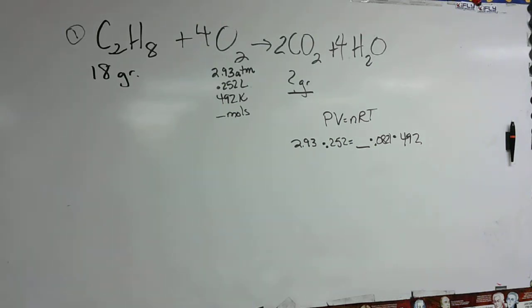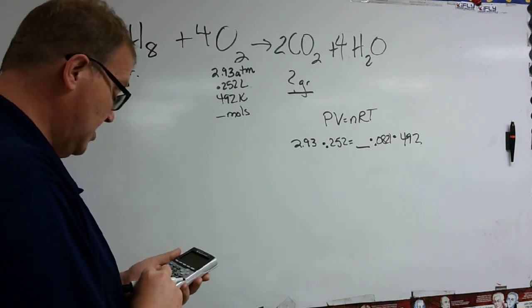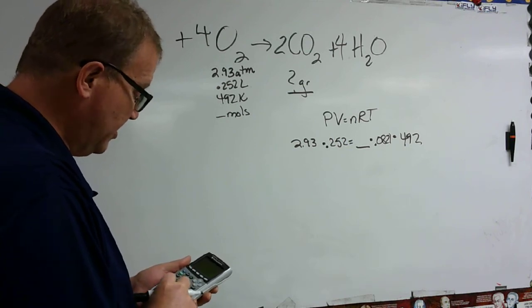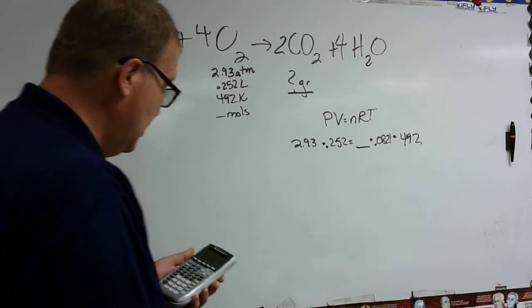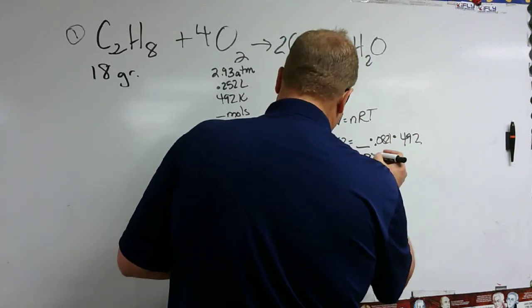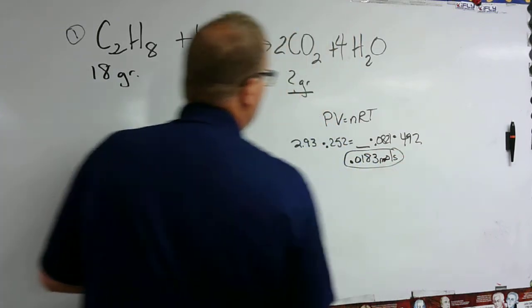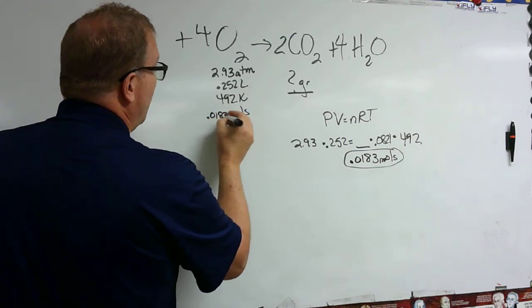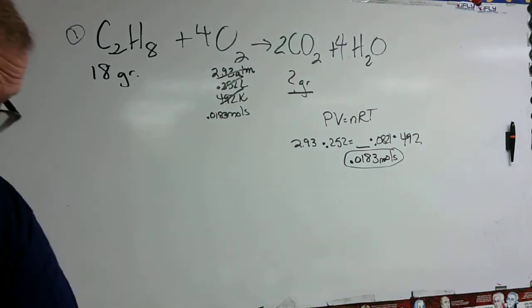Then we have to calculate this out. So I'm going to go ahead and do so. I'm going to assume you guys know how to calculate this. And my number of moles is going to be 0.018. And we can add another number, moles. So now, instead of this, I have 0.0183 moles, and that is my goal in order to do the stoichiometry for this.